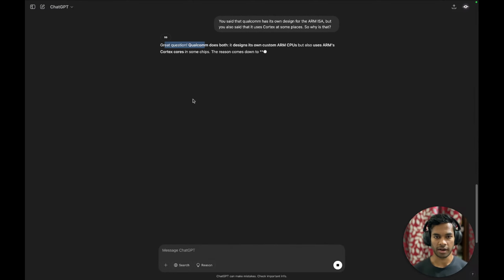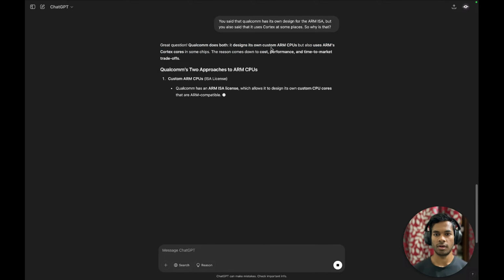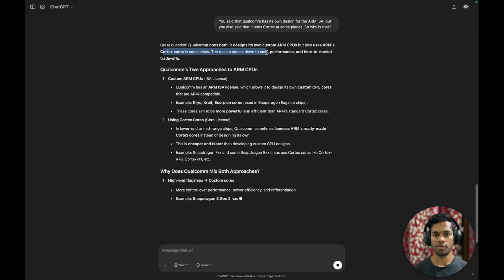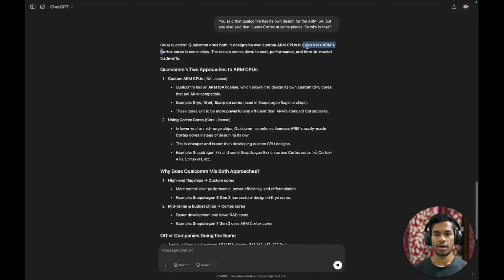Great question. Qualcomm does both. It designs its own custom ARM CPUs, but also uses ARM's Cortex in some chips. The reason comes down to cost, performance, and time to market trade-offs. Time to market, okay, that is a new term. Qualcomm's two approaches to ARM CPUs: custom ARM CPUs with an ISA license. Qualcomm has an ARM ISA license, which allows it to design its own custom CPU cores that are ARM compatible, for example Kryo, which is used in Snapdragon flagship chips.